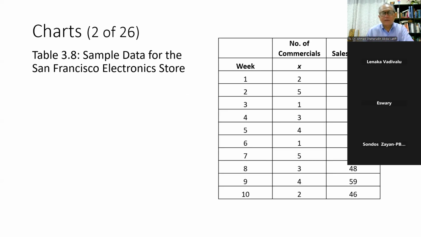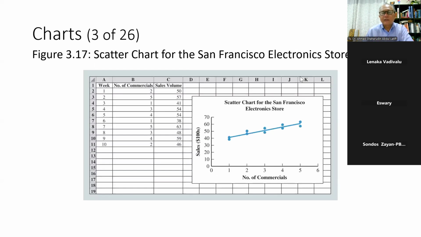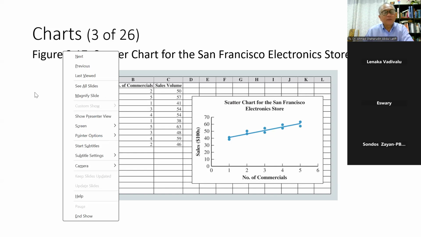So, okay, this is an example of sample data for this San Francisco electronics store. I think I'll give you this Excel later. And this is you use Excel to draw the scatter chart. And then when you link the line, you get the line chart. And then these are the two variables. Yeah, when you say two variables, let me see.